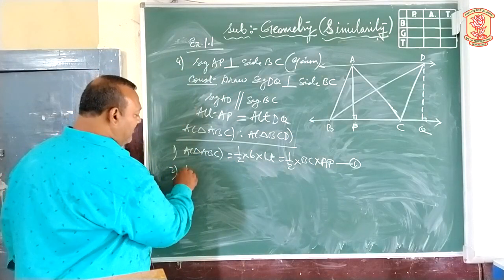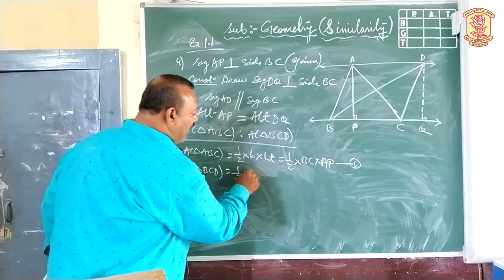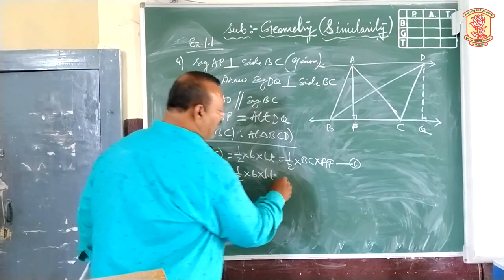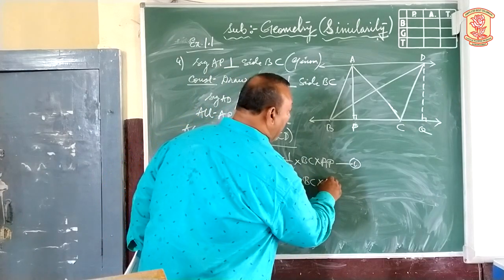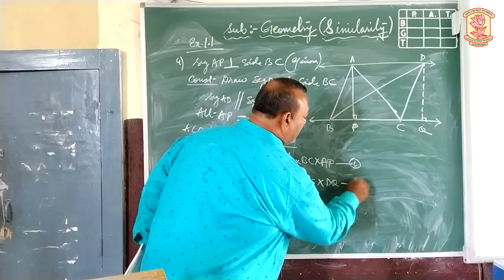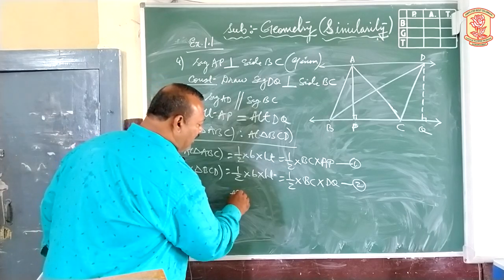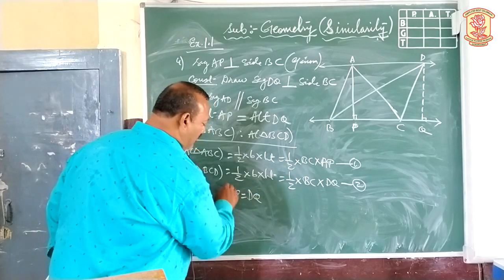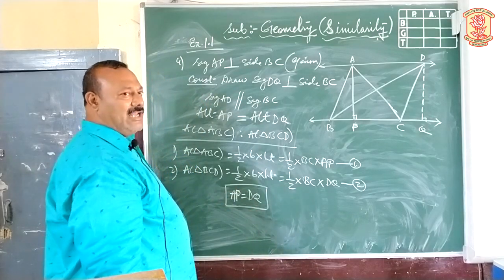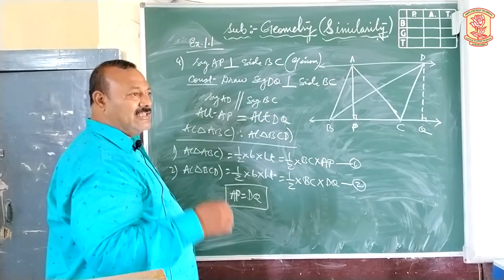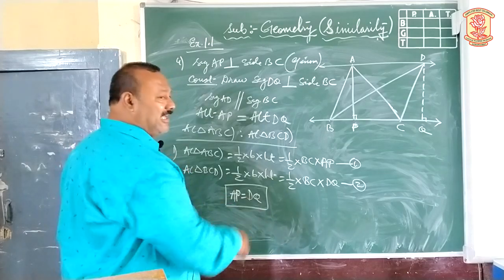In the second case, area of the other triangle BCD. Again apply the formula, half into base into height. Again half, the base of that triangle is BC, and here the altitude will be DQ. This is second. Third, we have already seen that both altitudes are equal. AP equals DQ. Why are they equal? This is the distance between the two parallel lines. They lie between two parallel lines. That is the reason they are equal.